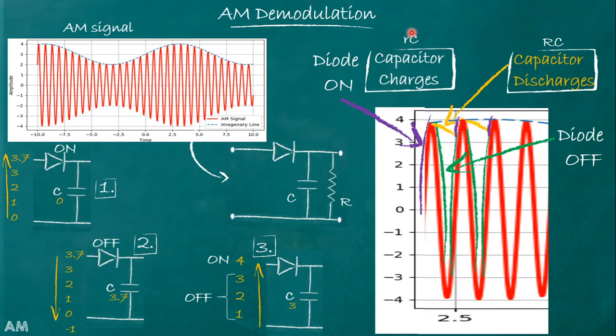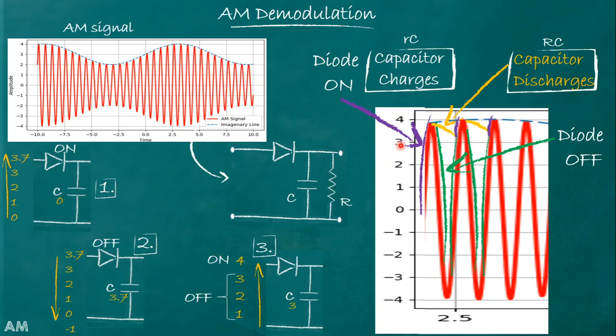where small r is nothing but the forward resistance of the diode, which will be very small. So as a result, your charging time constant is very low and your capacitor will quickly charge to the applied voltage. So let us assume that the input voltage reaches, for example, a maximum voltage of 3.7. So the capacitor also charges to the maximum peak voltage of 3.7.